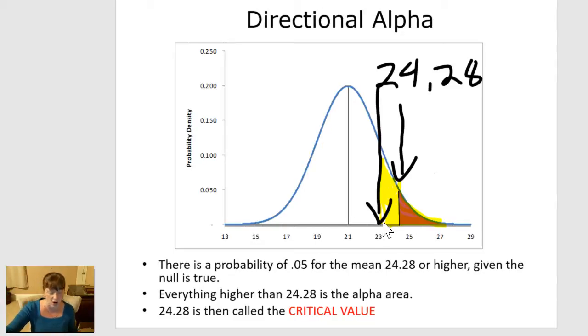Fail to reject the null. Retain the null. And you're sad because you're essentially saying that these pre-law students are no different from the general population that has an average of 21. Fail to reject the null.